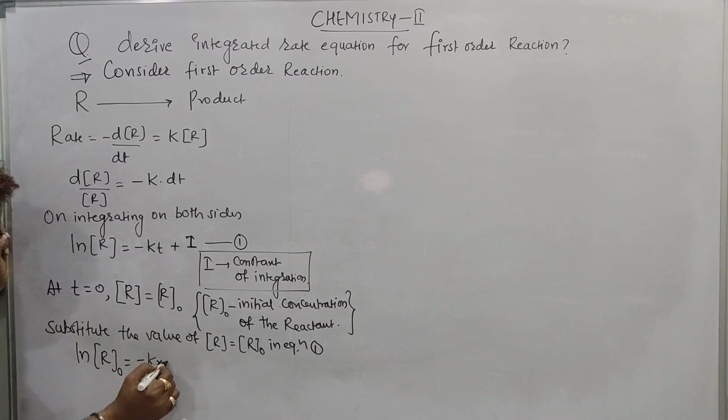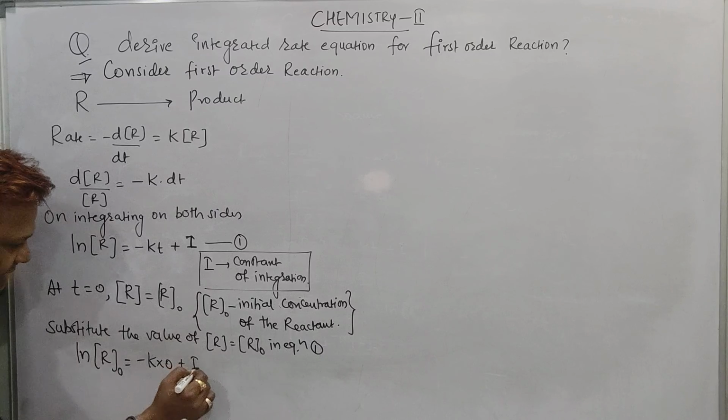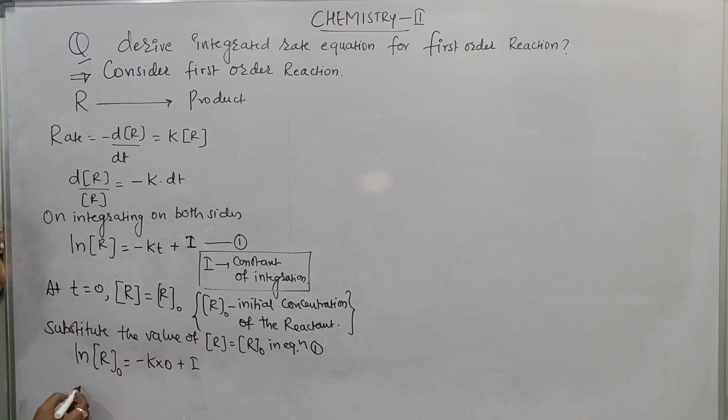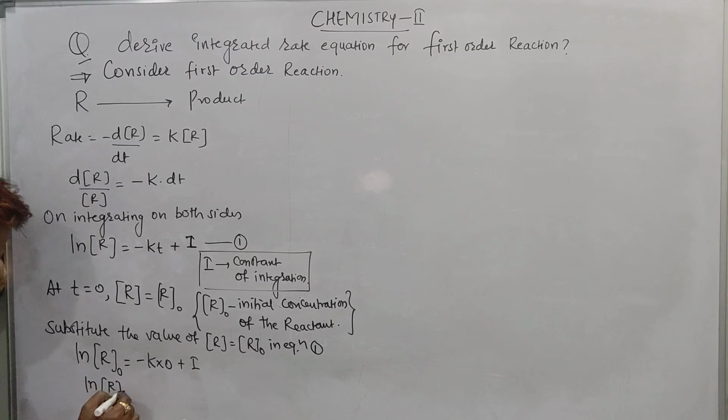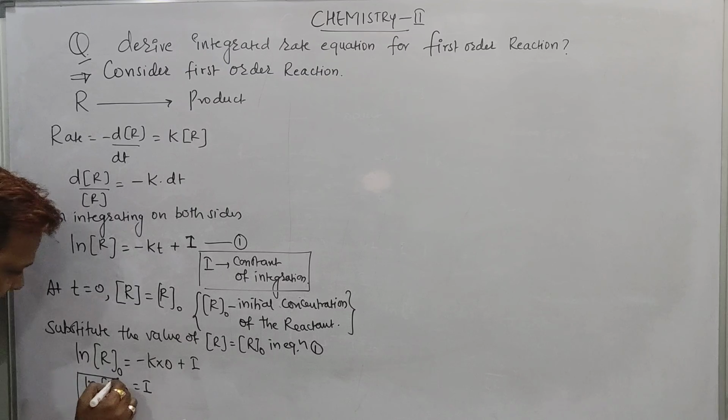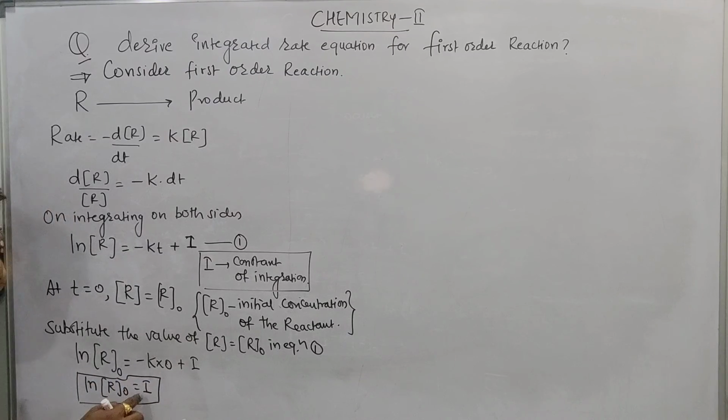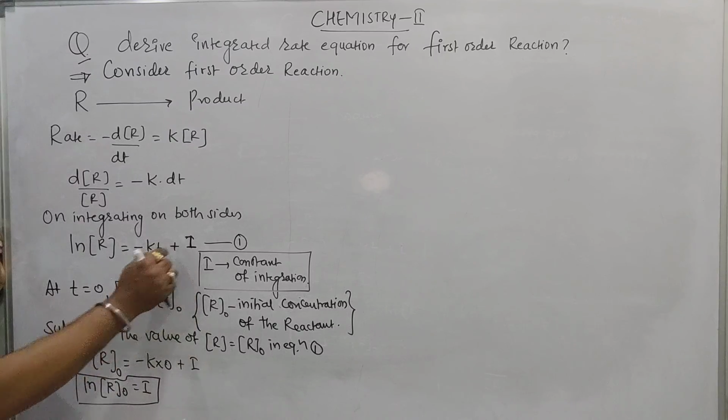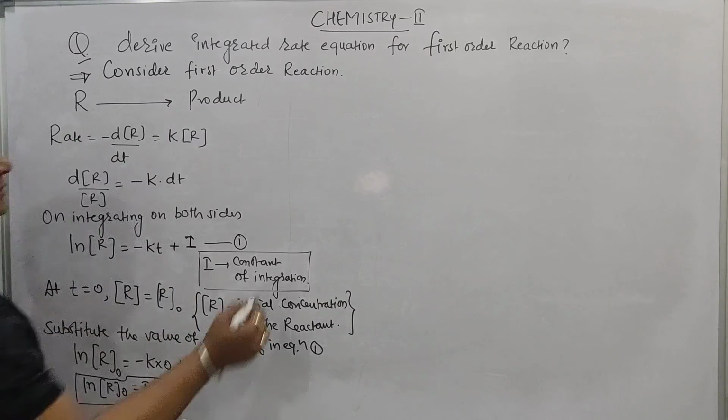so 0, plus I. If you solve it, check it: natural log to the base e of R0 is equal to I. See, I got the value of I. What is the value of I? ln R0. And this value of I we now substitute in equation 1. See, now I will write here.